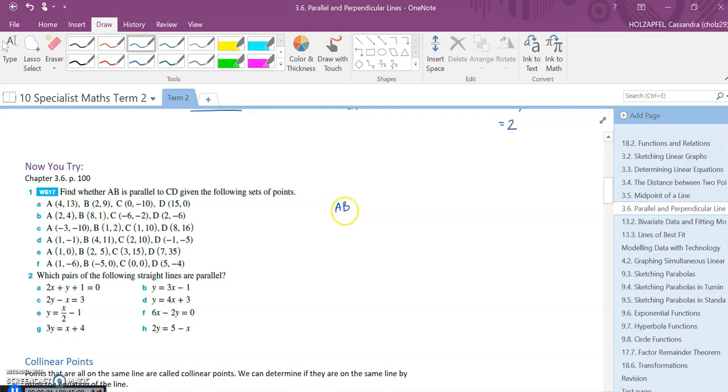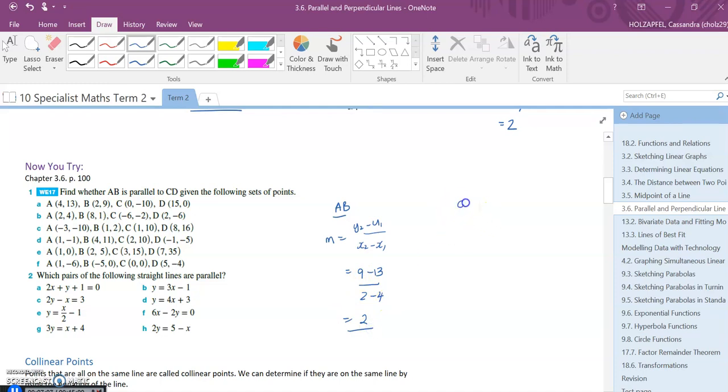So let's find the line AB first. The gradient of the line is going to be equal to y2 take y1 over x2 take x1. So in this instance, let's call this my x1 and y1, and let's call this one my x2 and my y2. So y2 is going to be 9 take away 13 divided by 2 take away 4. So that's going to give me -4 divided by -2, which is going to just be 2.